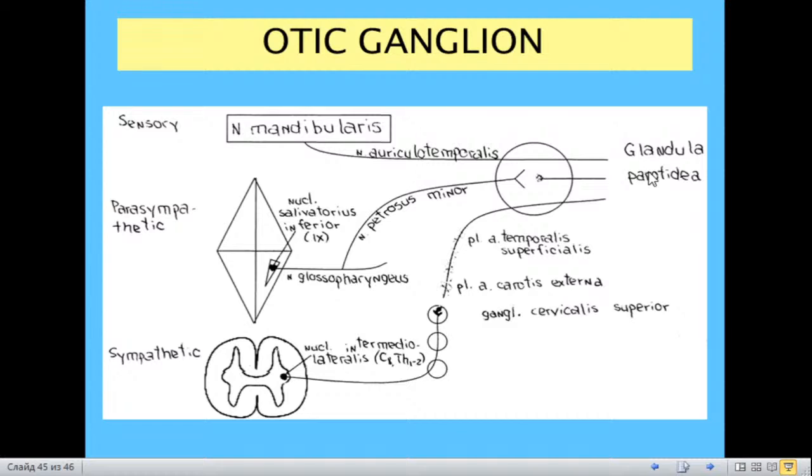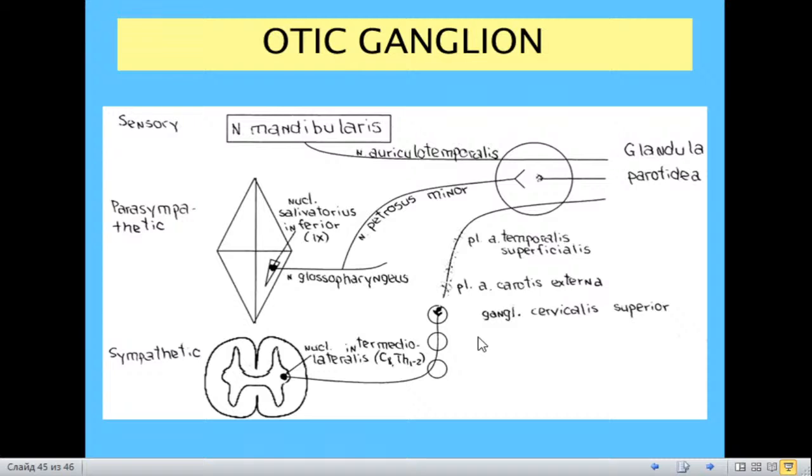And last parasympathetic ganglion, ganglion oticum or otic ganglion. It is located close to parotid gland. Also, it gets three types of fibers. Sensory ones come from nervus mandibularis, especially its branch nervus auriculotemporalis. Preganglionic parasympathetic fibers arise from nucleus salivatorius inferior, which is nucleus of 9 cranial nerve. After that, they travel via nervus glossopharyngeus, then nervus tympanicus, and its continuation nervus petrosus minor.